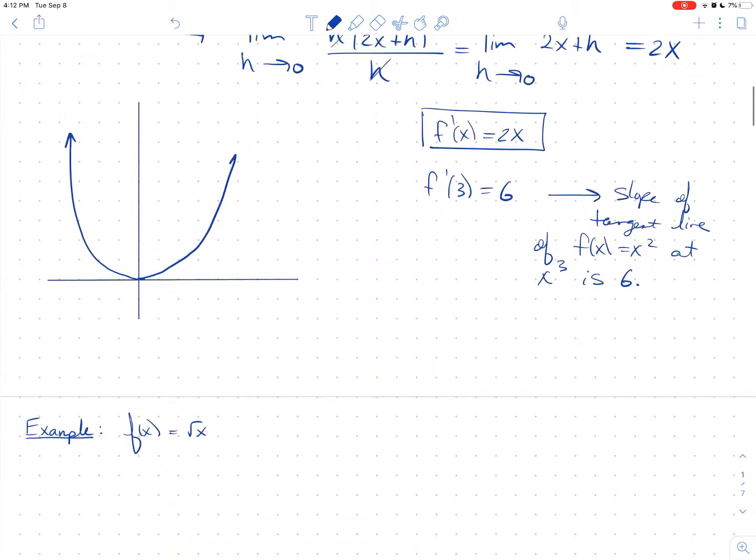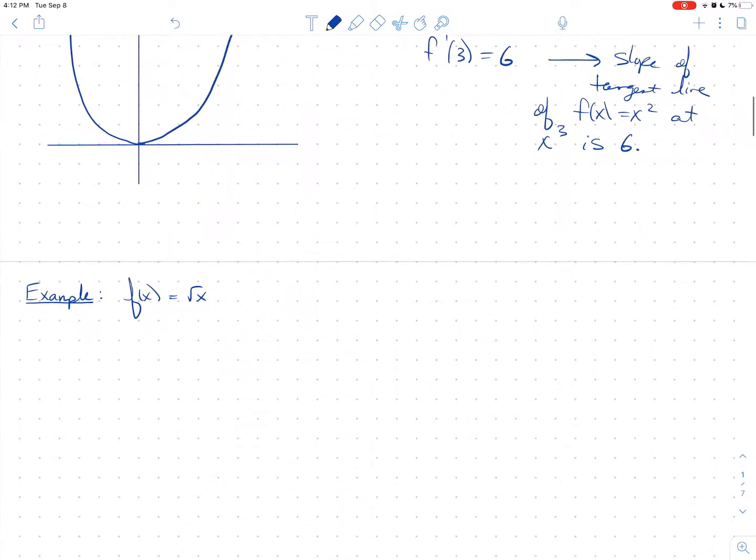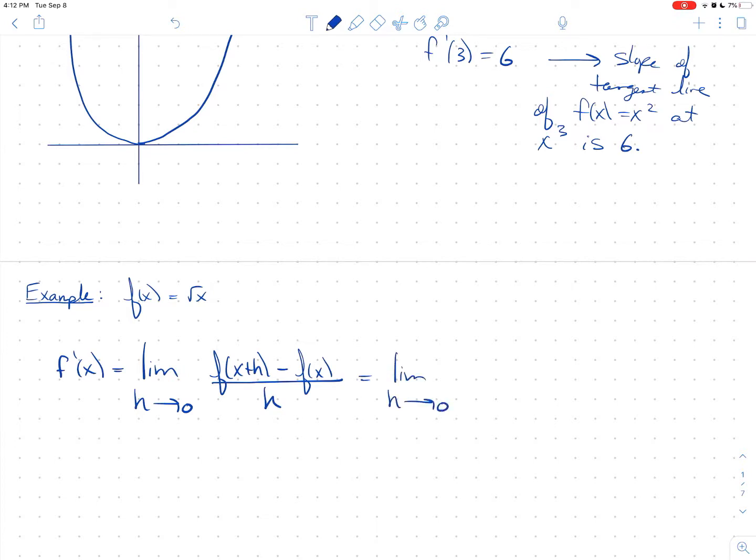This time we're going to look at the square root of x. And so let's work this out. So I want to compute f prime of x, which I know is going to be the limit as h goes to 0. I'll just go ahead and write it: f of x plus h minus f of x all over h. And so this is going to become the limit as h goes to 0 of square root of x plus h minus square root of x all over h.